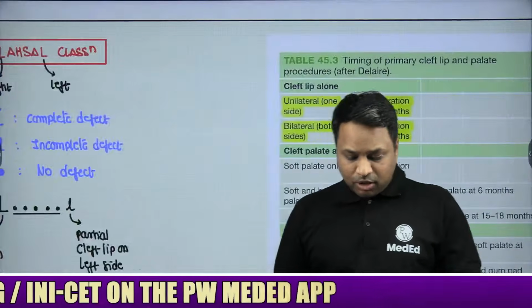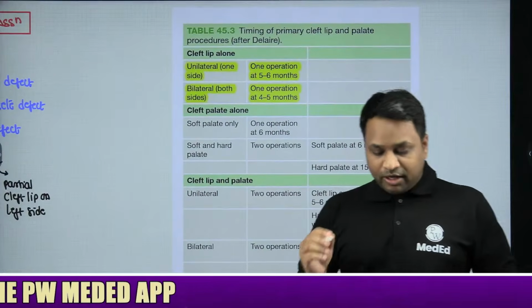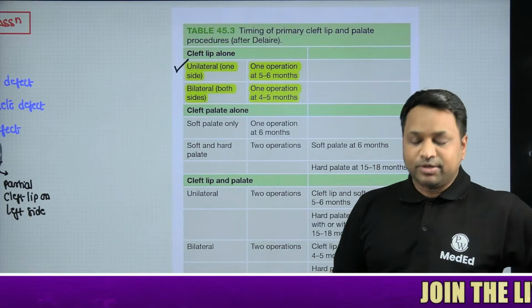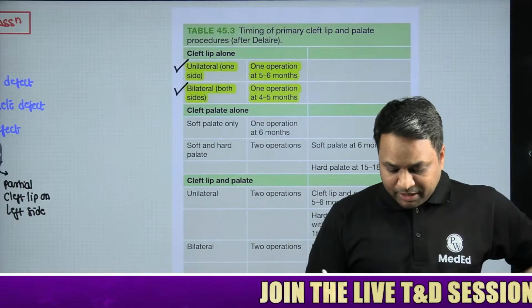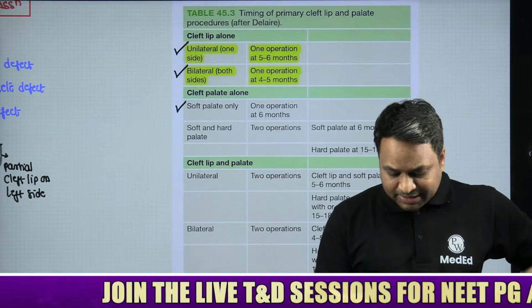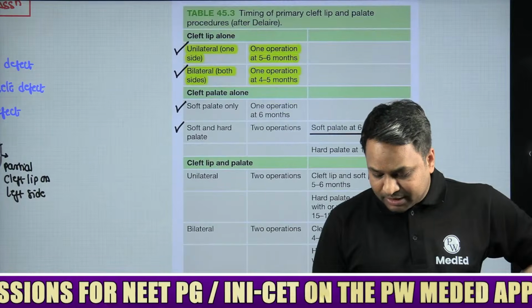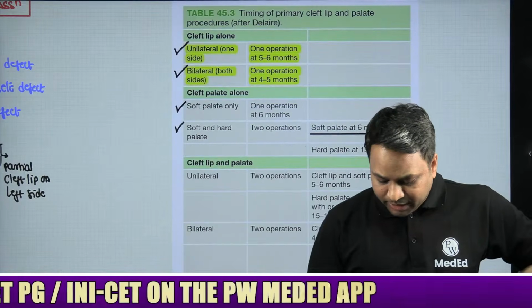Now, what is your repair criteria? If it is only a cleft lip, unilateral, on a single side, then it has to be repaired in 5 to 6 months. Bilateral cleft lip should be repaired in 4 to 5 months. If it is the soft palate, soft palate should be repaired at 6 months and hard palate should be repaired at 15 to 18 months.